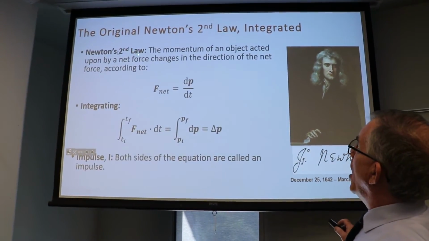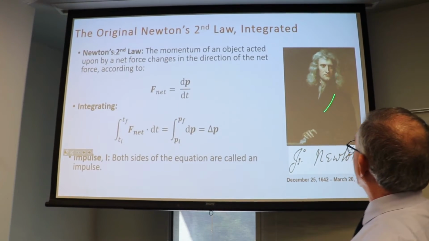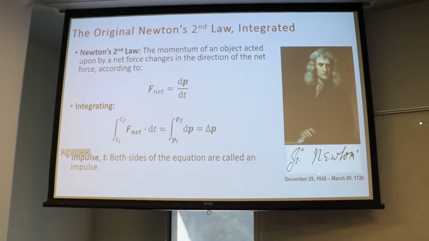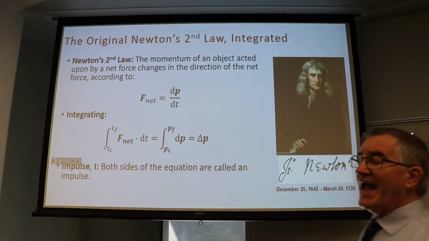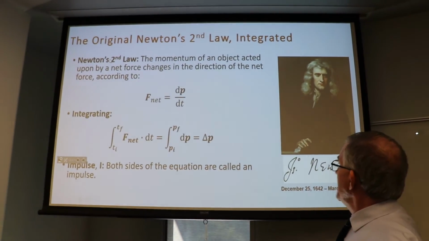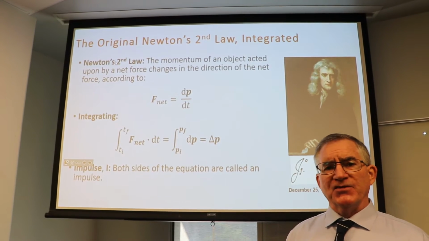Okay, so let's do the math on this. So Newton's second law, written in its original form. Now here's old Newton right here. There's his signature. And he was born on Christmas Day in 1642. He lived till he was 84 years old, which is amazing because the average lifespan back then was somewhere in the late 30s.